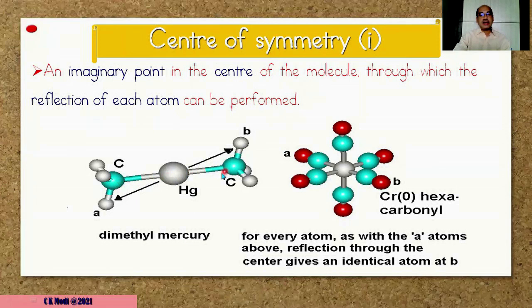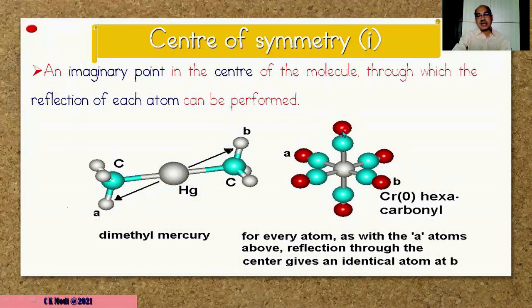For example, this is dimethyl mercury. In dimethyl mercury, this is the center of the molecule. If I start my journey from this atom, through the center of the molecule, then on the other side of the center, at the same distance, if I can find the same atom, then the molecule has a center of symmetry.